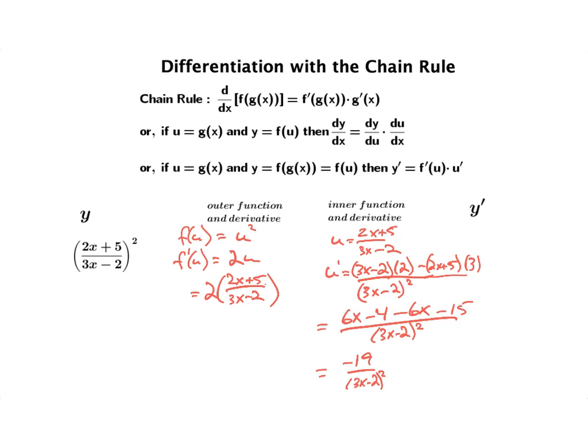Now let's put all this together. So y prime, remember, is f prime of u times u prime. So that's going to be f prime of u, 2 times 2x plus 5 over 3x minus 2, times u prime, which is negative 19 over 3x minus 2 squared, and that's our answer. One more example.